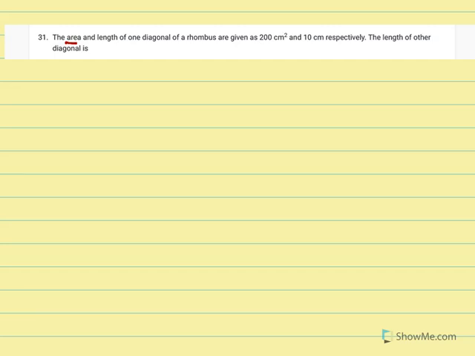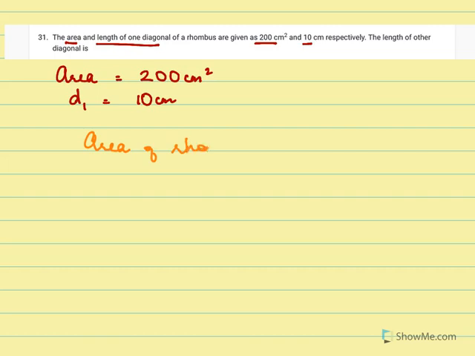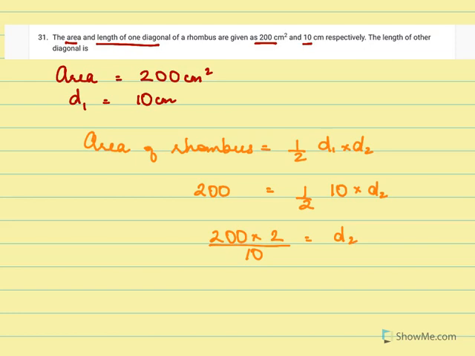The area and the length of one diagonal of a rhombus are given. The area of the rhombus is 200 centimeter square and the diagonal, say D1, is 10 centimeter. Find the length of the other diagonal. Now area of rhombus is half D1 into D2. Area of rhombus is 200. Half D1 is 10. D2 we do not know. So we have 200. The 2 will be here. We get 10 here. And this is D2. So on cancelling we get 40. 40 will be D2. So the other diagonal is 40 centimeters.